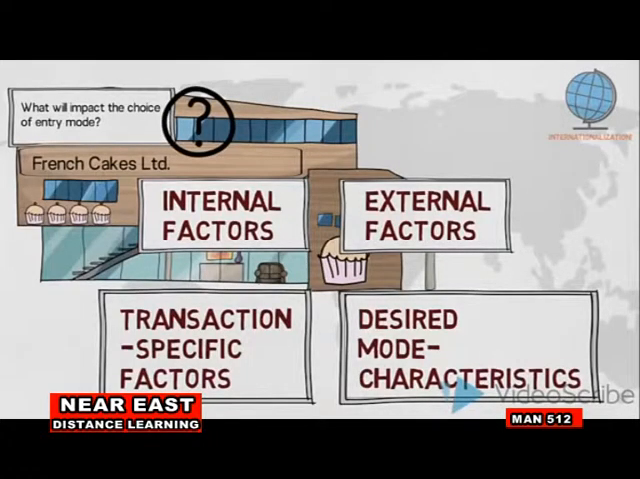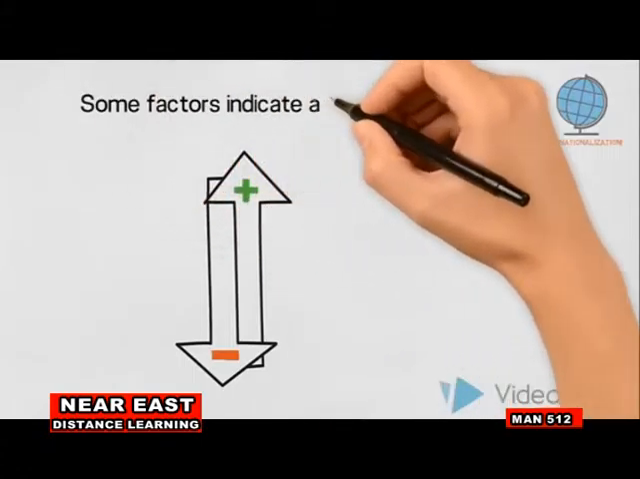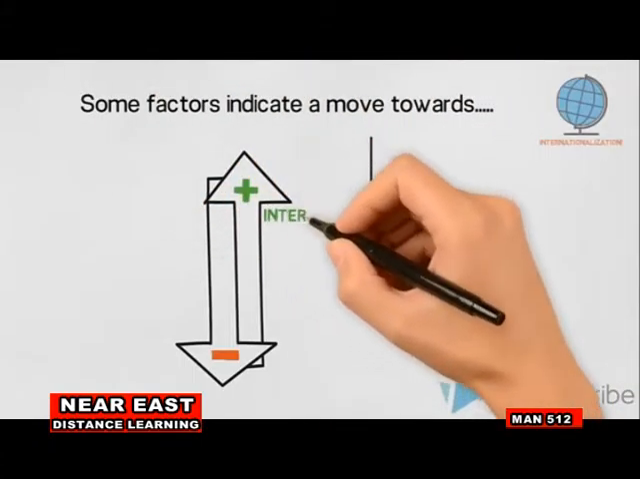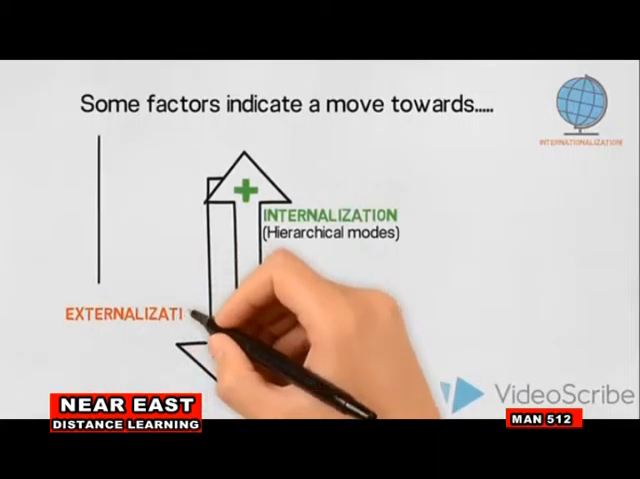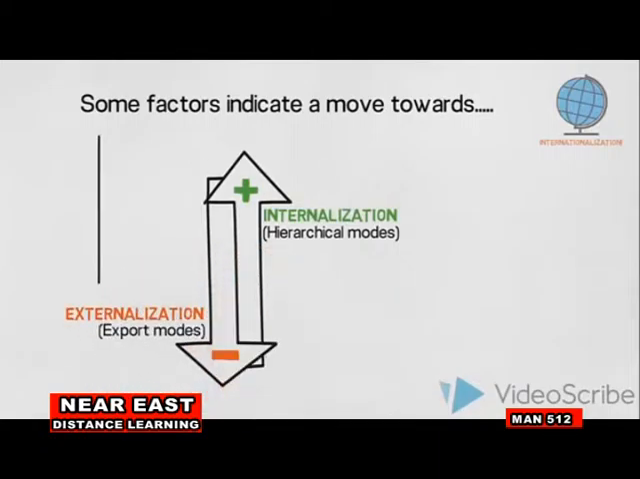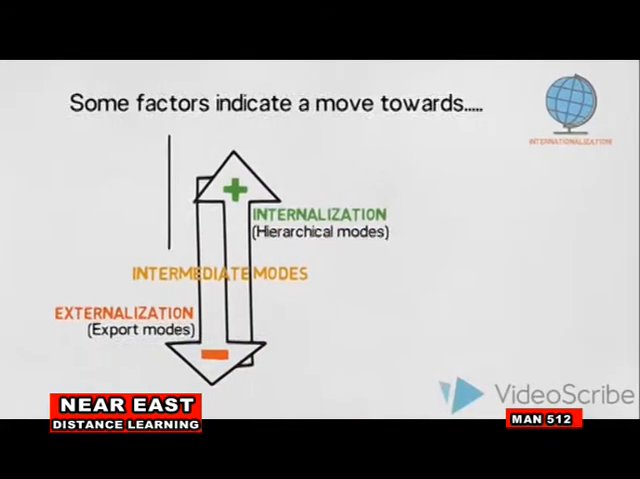As we address these 4 sets of factors for French Cakes, we will use this visual to indicate in which direction the different factors are pointing us. Some factors might indicate a move towards internalization, in other words, that using a hierarchical mode is appropriate. Other factors might indicate a move towards externalization, using an export mode, is more suitable. And some may indicate a more moderate approach, and thereby point in the direction of an intermediate mode.